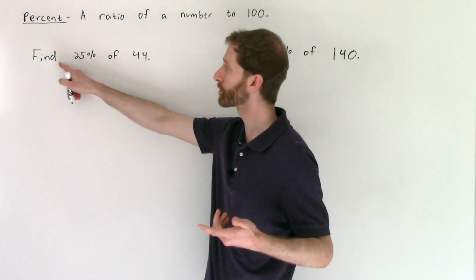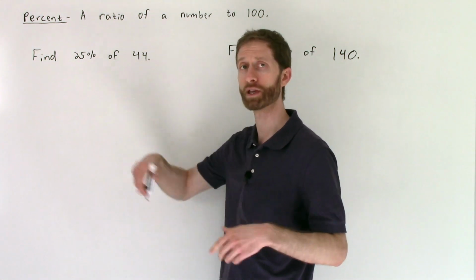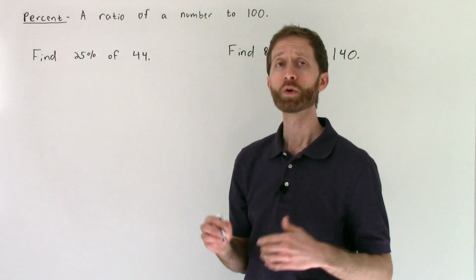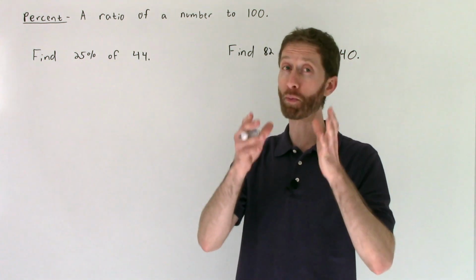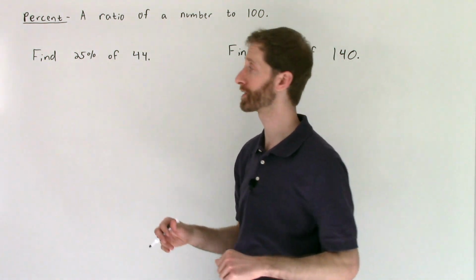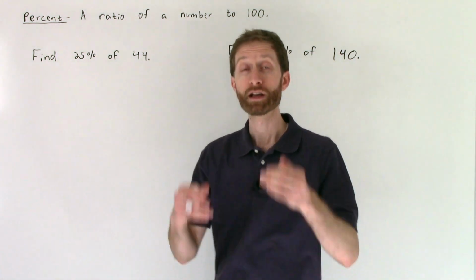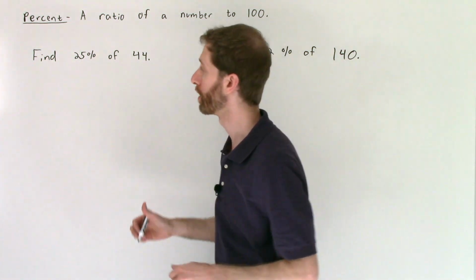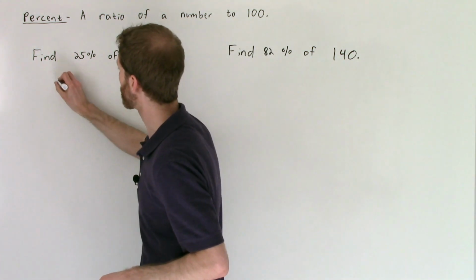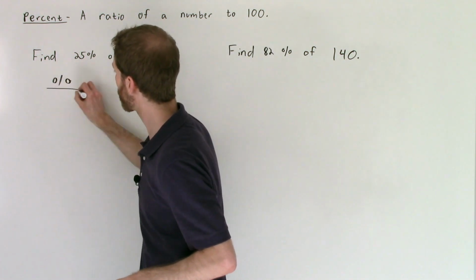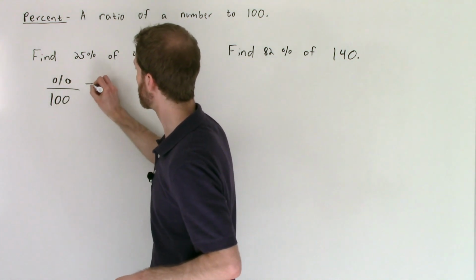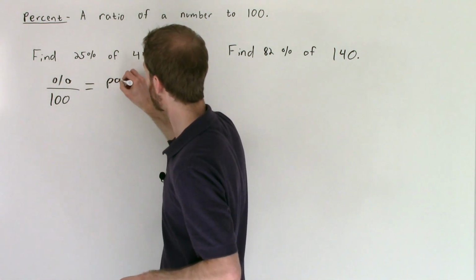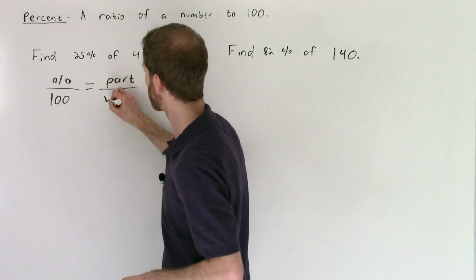The overall idea is this. If you're tasked with finding the percent of a number, in this case 25% of 44, we set up a simple proportion each and every time. We're going to use it as a template. This proportion is the percent out of 100 is equal to the part out of the whole. So I'm going to write that out here.